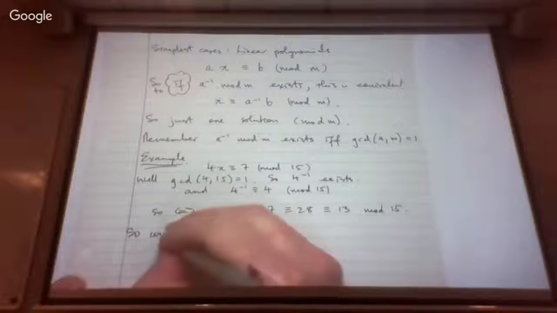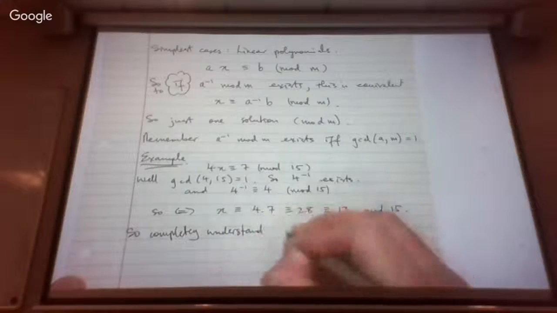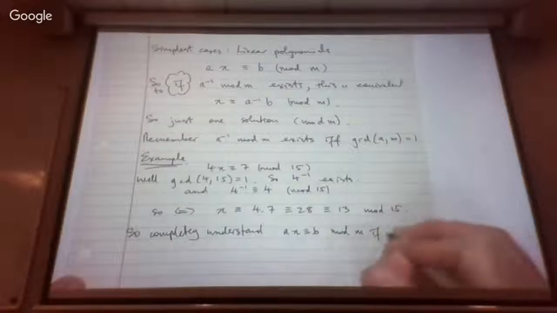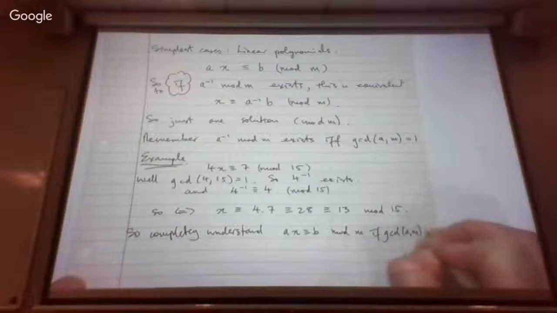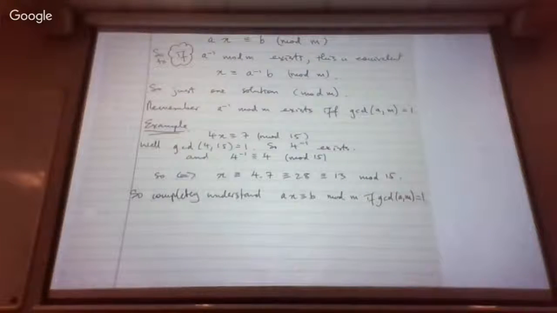So we now completely understand this. We can say that we completely understand ax congruent to b mod m if a and m are co-prime. If a and m are co-prime, the inverse of a exists, multiply both sides by a inverse, and x has to be congruent to a inverse times b. End of story. So then the question is, what if it isn't co-prime? Can there still be solutions? And how many of them might there be?